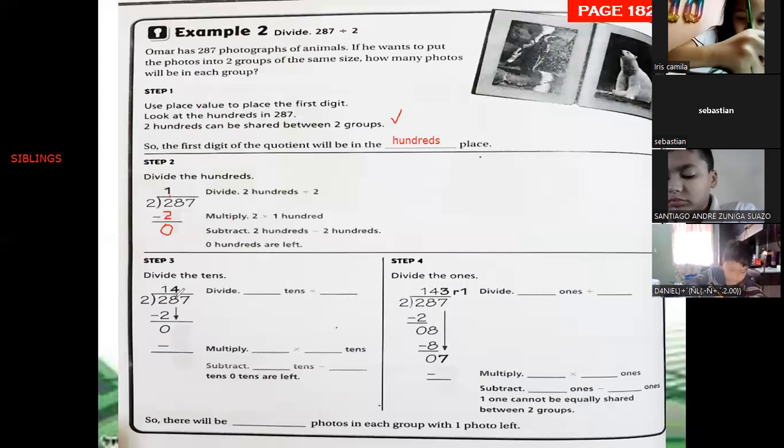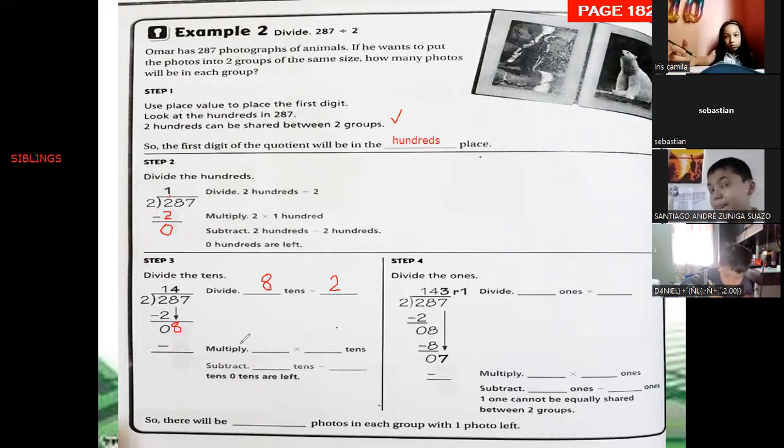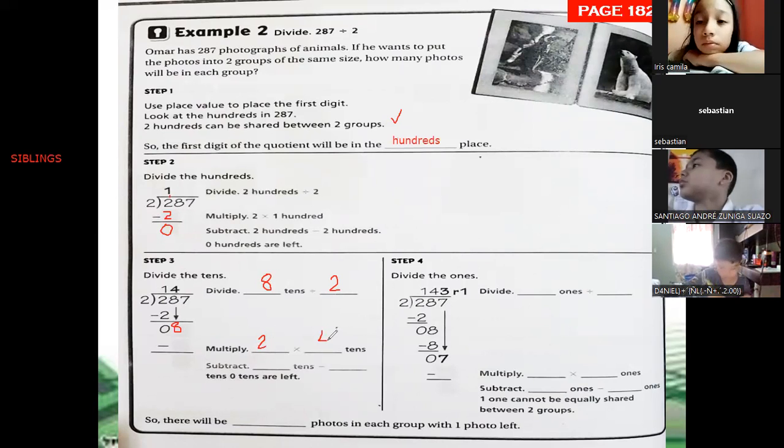Okay, step 3, divide the tens. So we have to write down the number 8 next to the 0. Now we have 8. 8 divided by 2. Divide 8 tens. 4. The book gives us this 4. 2 times 4. So we multiply 2 times 4 equals 8.